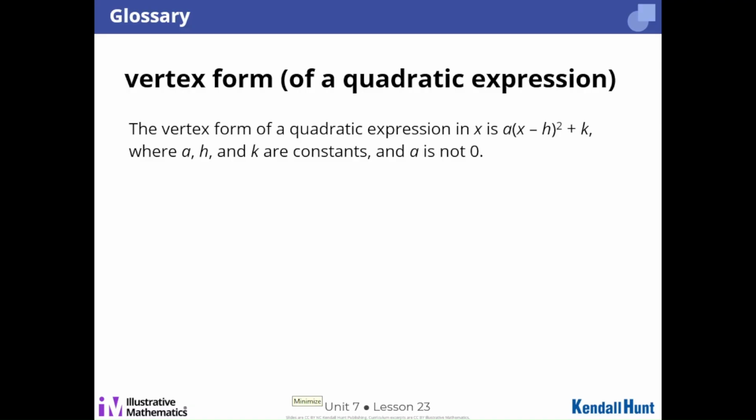Next glossary term, vertex form of a quadratic expression. The vertex form of a quadratic expression in x is a times the quantity of x minus h squared plus k, where a, h, and k are constants, and a is not 0. In vertex form, the h is your x value for your vertex, and the k is your y value for the vertex.